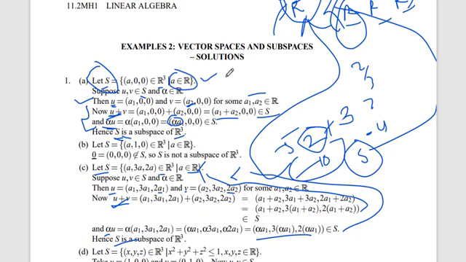Here, if in the example it is given that a belongs to Z, or let's say N, then S is not a subspace of R cube. So whether a belongs to the real numbers or not will decide whether it is a subspace of R.